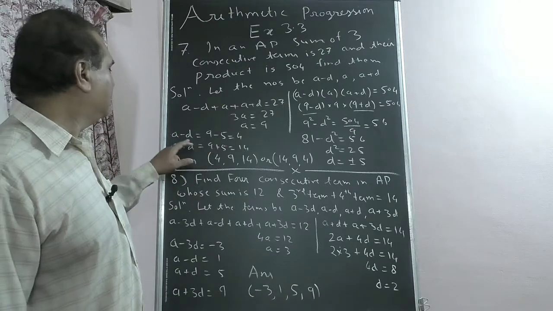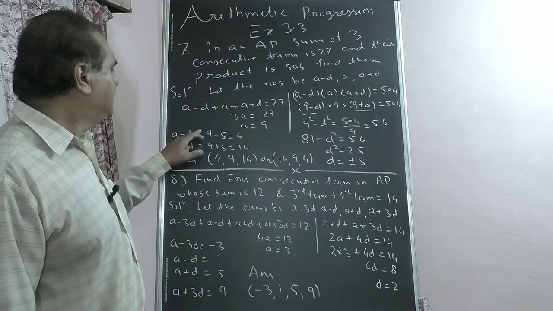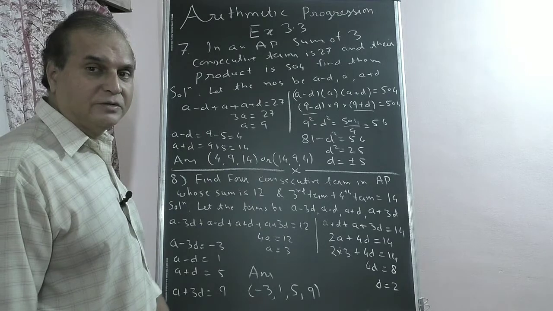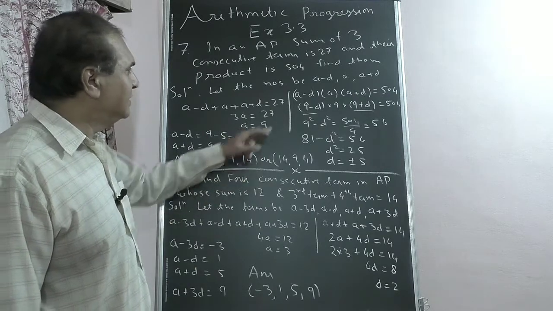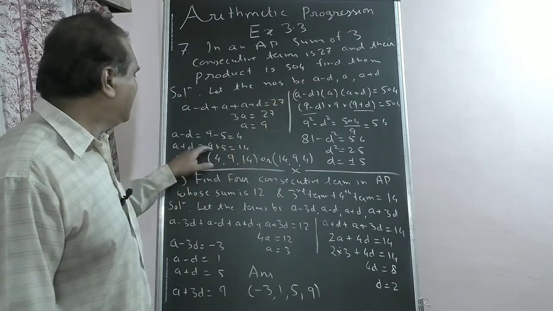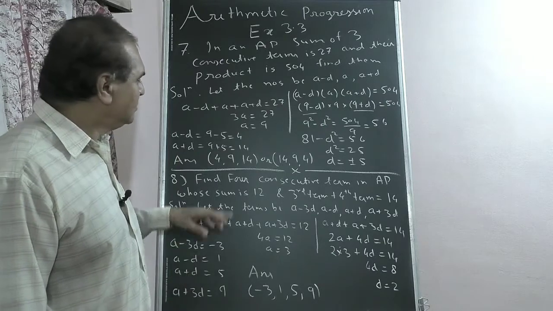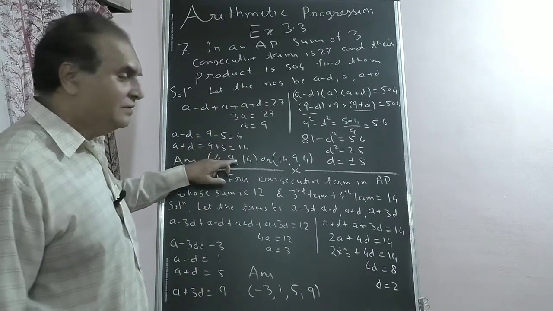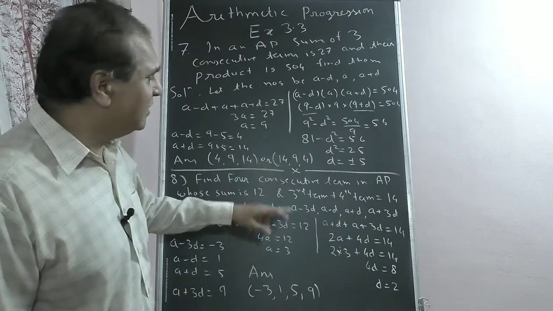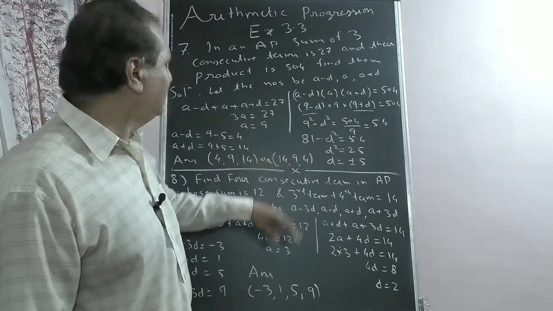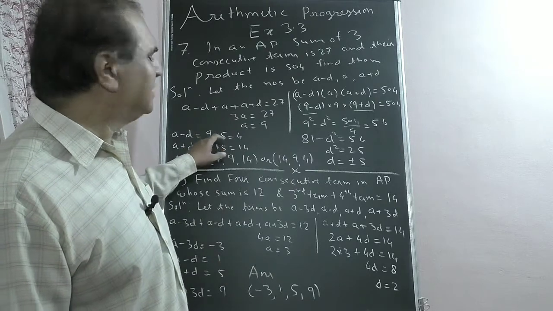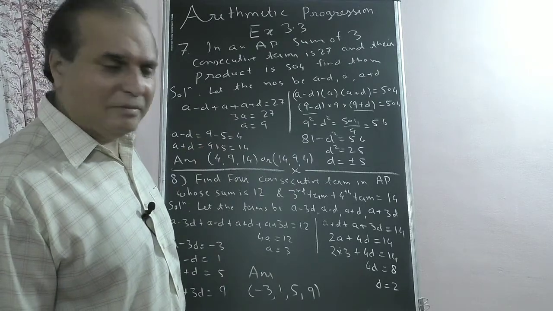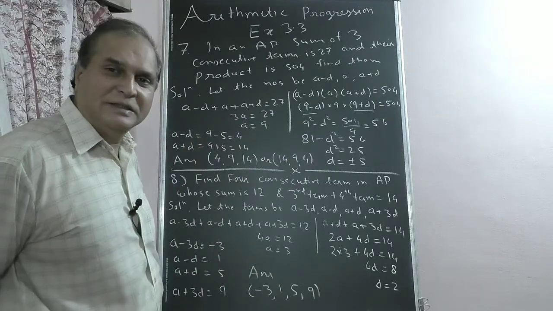If you take plus 5, the first term is A minus D, 9 minus 5, that is 4. The second term is A only, 9. The third term is A plus D, 9 plus 5 is 14. So you can write the answer as 4, 9, 14. Or the reverse way, if you take minus 5, your answer will be 14, 9, 4. 9 minus 5 will become 9 plus 5. It makes no difference. Understood?